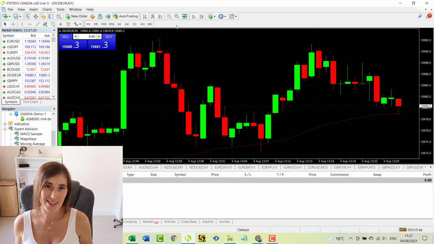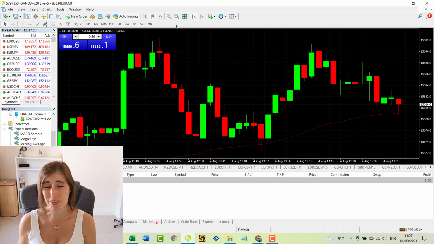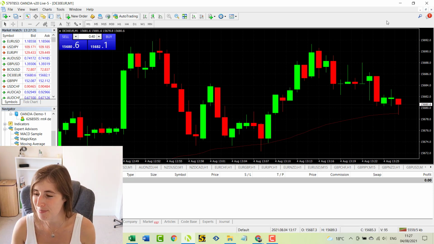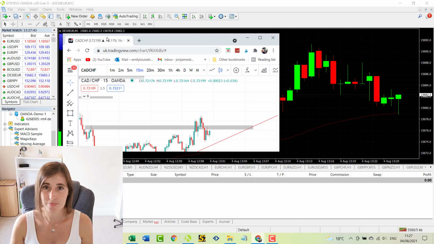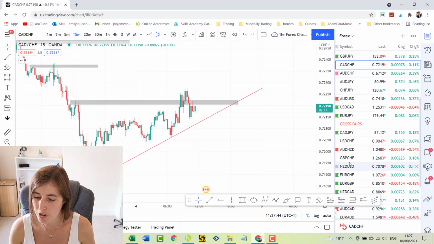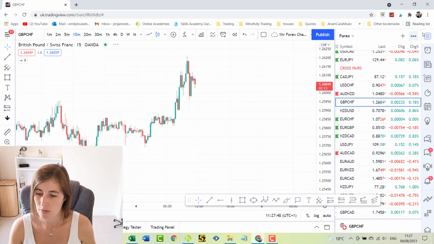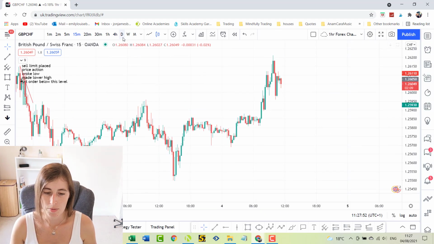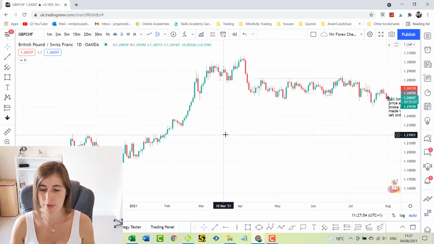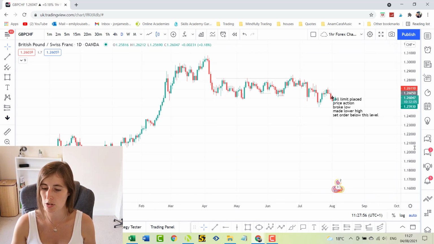But my winning price action trade that I took this week, that's what I want to share with you now, was actually on pound Swiss. So let's just load up the chart for pound Swiss. And we're going to go back to the daily time frame because that's what I started with for this trade.